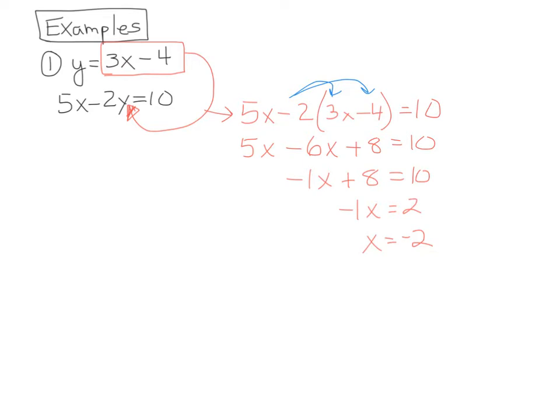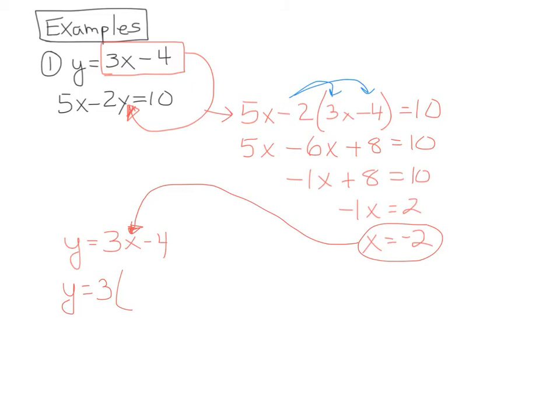But I don't have a ton of room for that, so I'm going to show it down here. So I have y equals 3x minus 4. I'm just rewriting this, y equals 3x minus 4. Now I'm going to take this x equals negative 2, and it's going to go right in for x. Okay? So y equals 3 times x, but now I know what x is. 3 times negative 2 minus 4. So y equals negative 6 minus 4. So y equals negative 10.